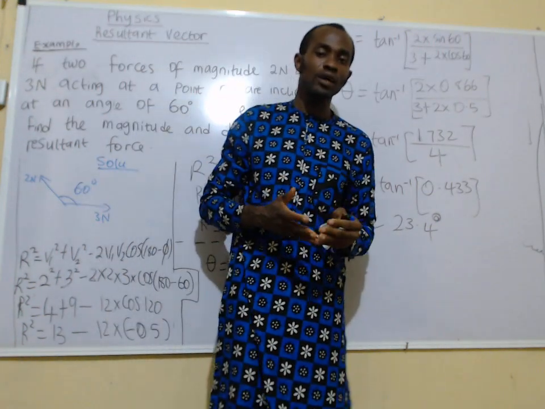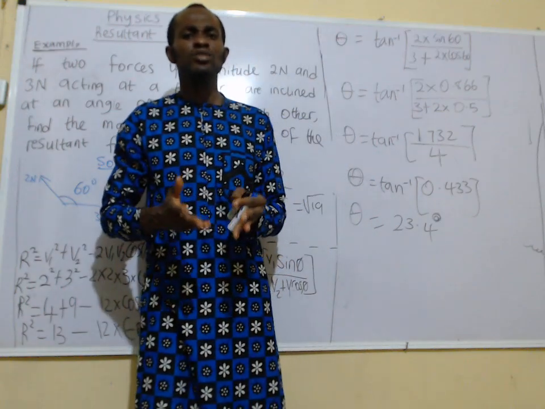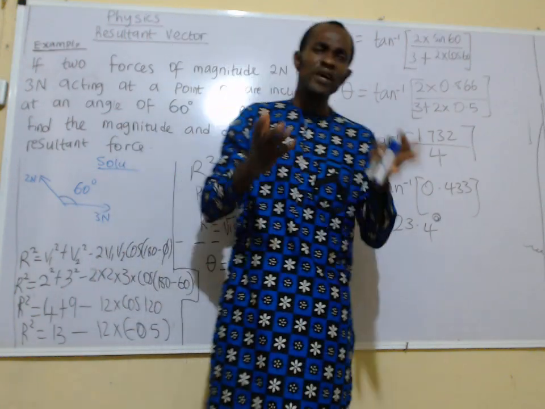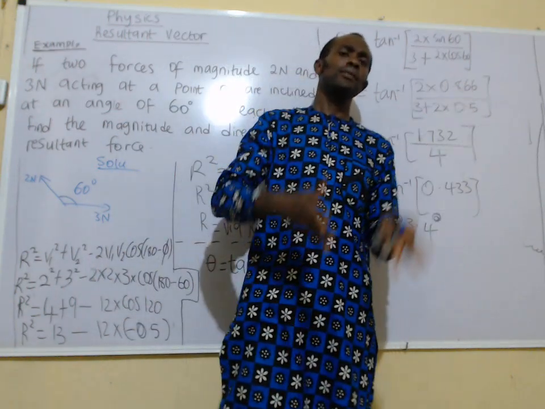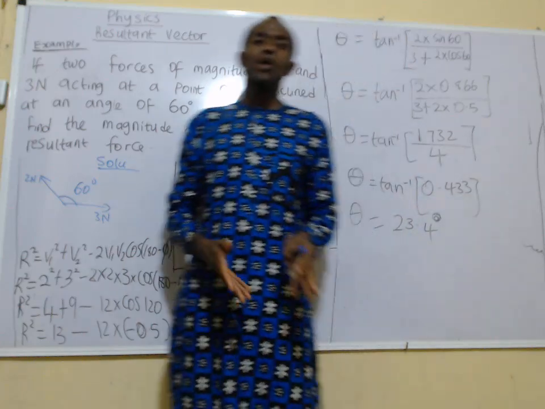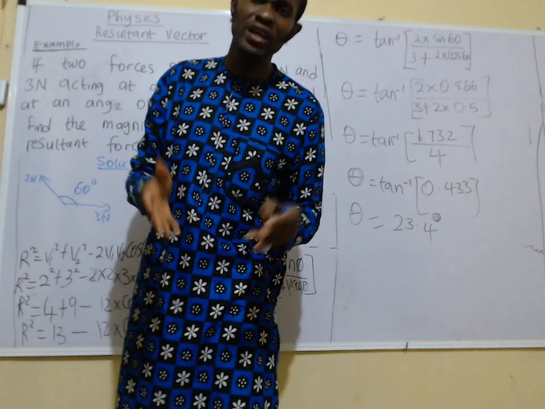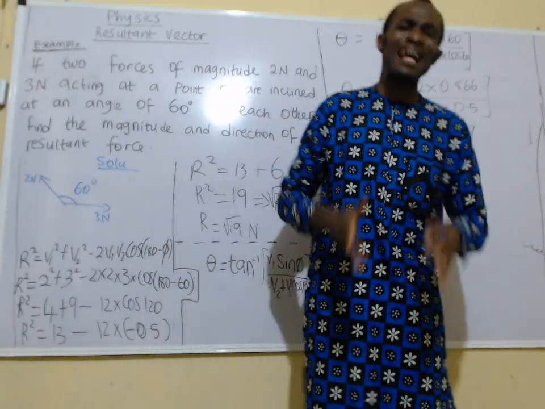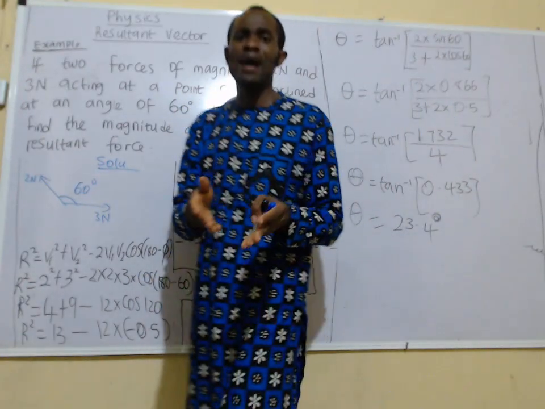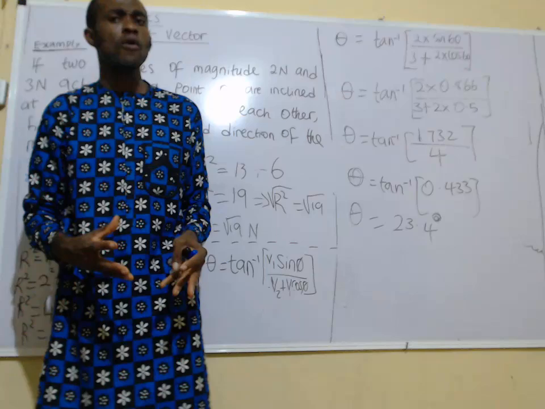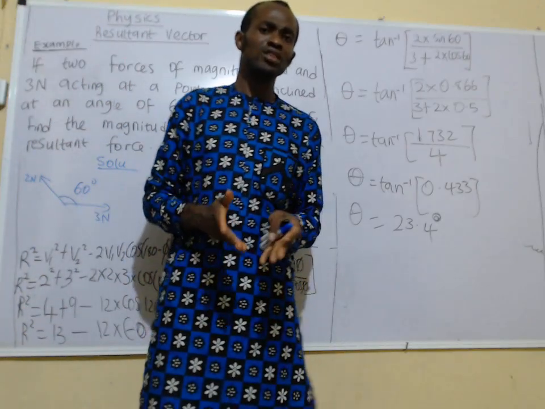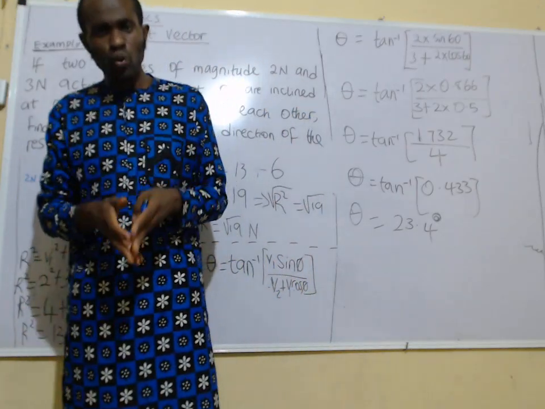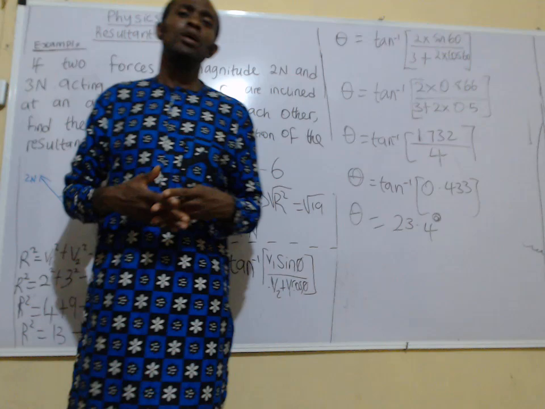Now ever since, we have been dealing with two vectors acting at a point. Can you have more than two vectors acting at a point? If you have more than two vectors acting at a point, how do you go ahead in summing them up to get their resultant vector? That is what we wish to do next time.